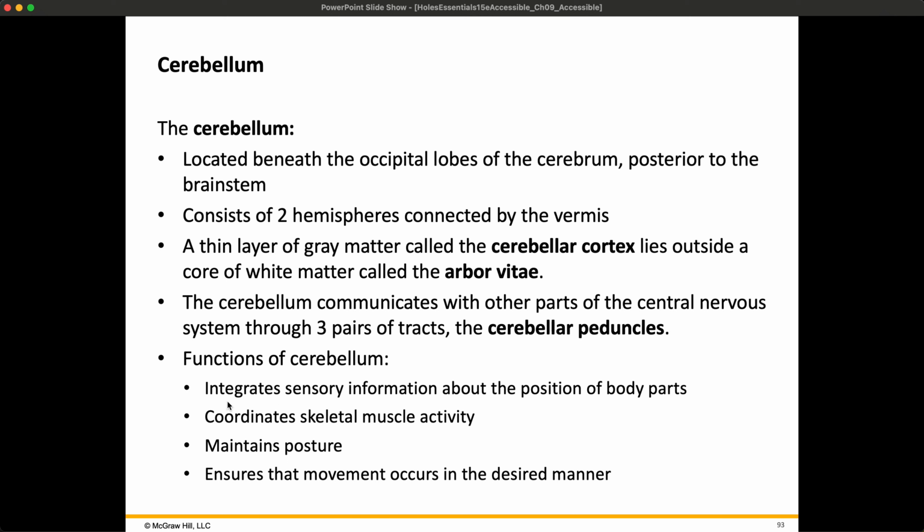It communicates with other parts of the central nervous system through three different tracts, the cerebellar peduncles, and it is necessary to integrate sensory information about the position of the body parts. So your proprioception is what that's called, your awareness of your body in space, as well as ensuring coordinated muscle activity, posture, and movement occur in the desired manner. So any kind of skilled movement that you might have.